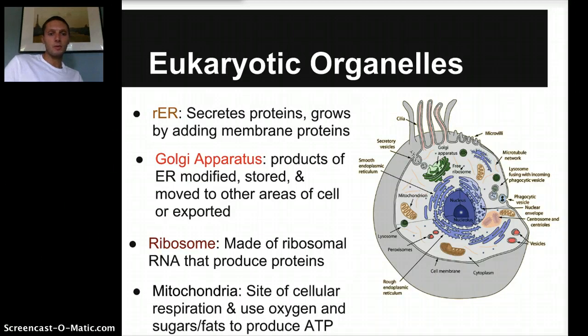Mitochondria are extremely important in eukaryotic cells, and they are one of the distinguishing features between a prokaryotic and a eukaryotic cell. They are the site of cellular respiration, and they use oxygen and sugars and fats to produce ATP. ATP is the form of energy, you could think of it almost as currency. It's the form of energy that the cell uses to carry out its functions. So when you eat something, that eventually gets turned into ATP, which the cells use to drive specific functions. We'll take a look at cellular respiration and photosynthesis in more detail towards the end of this first semester.